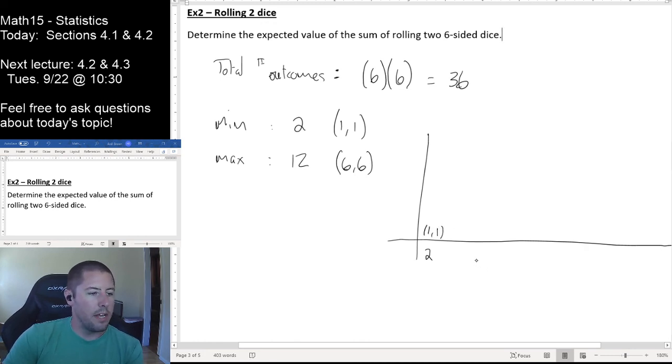So I'm going to denote that as a 1, 1 right there. And that's the only way we can do it. My next value is a 3, and we're asking, how can I get a 3? Well, I could roll a 1 and a 2, or a 2 and a 1. How many ways could I roll a 4? Roll a 1 and a 3, a 3 and a 1, or a 2 and a 2.